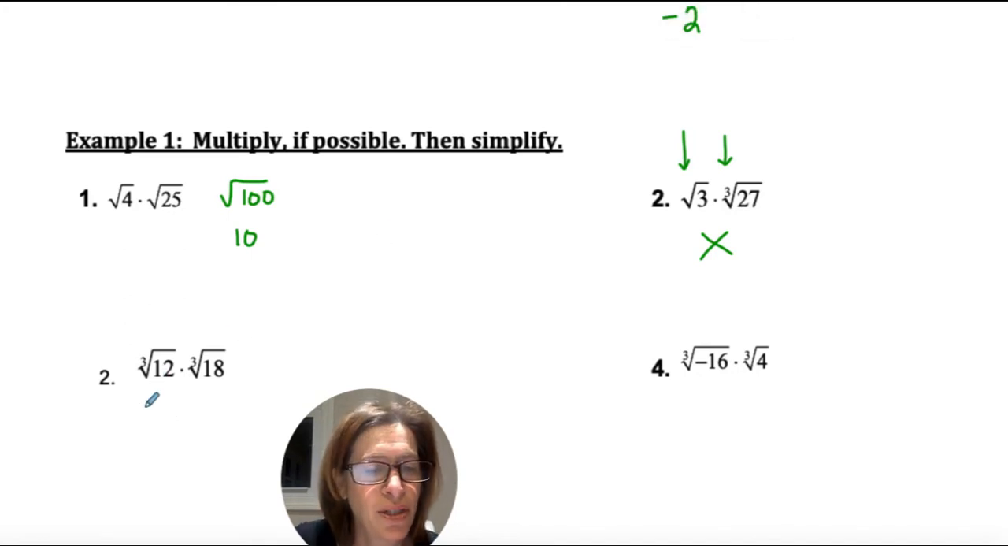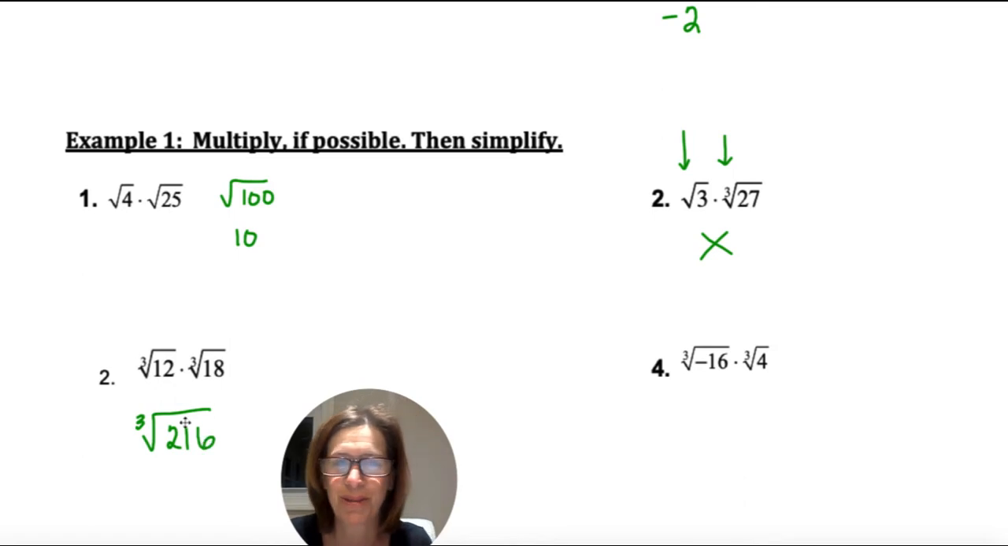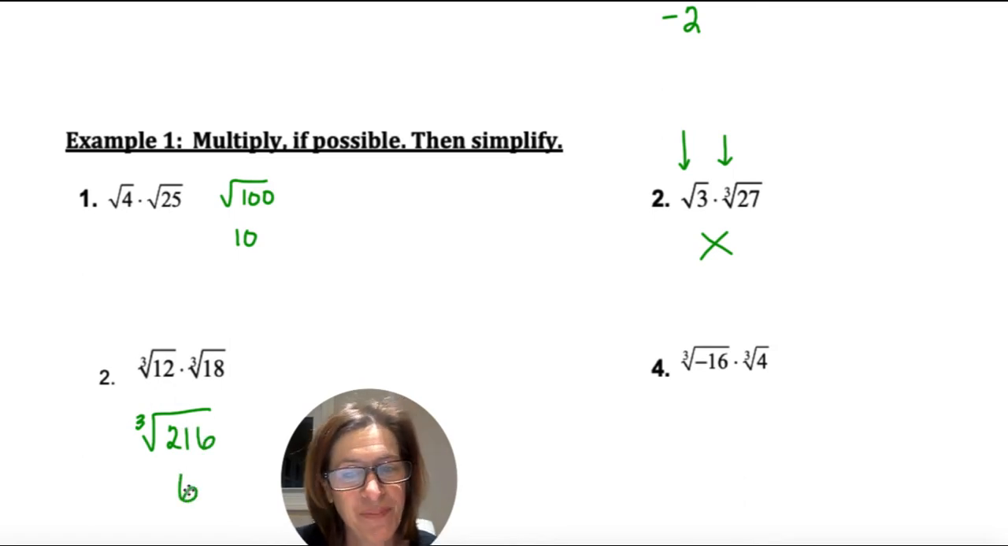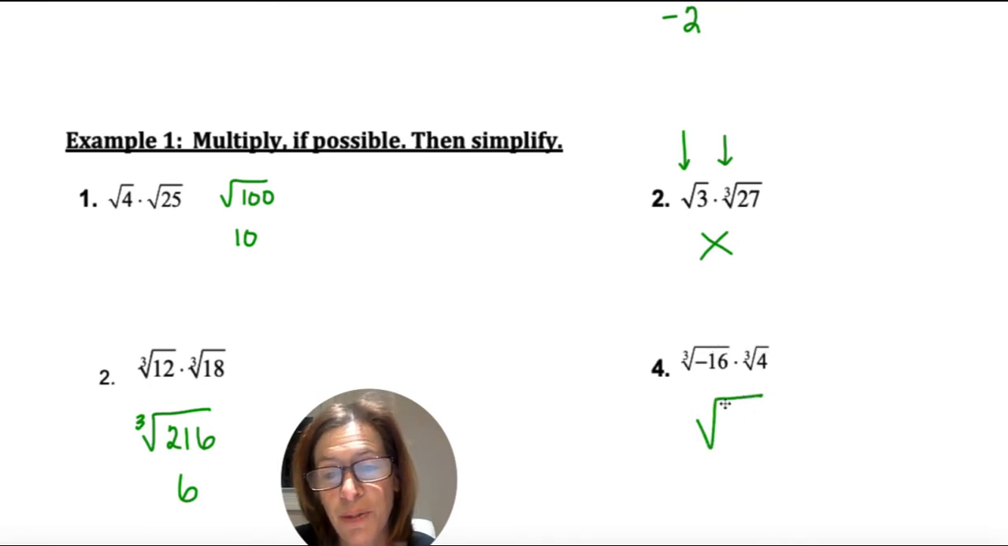All right, here we have something that does have the same index, so we're going to multiply. I'm going to do the cubed root of 12 times 18, which is 216. Oh, there's one of those roots I've been talking about. So the cubed root of 216 would be 6. Okay, here's some examples with negatives. Still, check your index. The index is the same. So this would be the cubed root of -64, which would be -4.